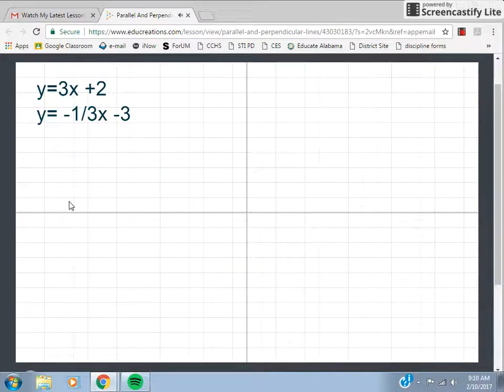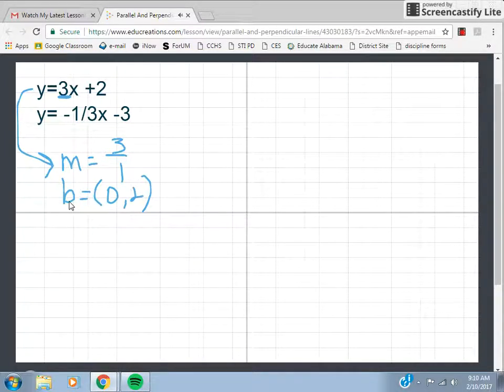Alright, let's take a look at these two equations. We can graph them very easily. Let's look at the first one, y equals 3x plus 2. My slope is 3 over 1, which comes right there in front of x. Remember, y equals mx plus b. And my intercept is (0, 2).